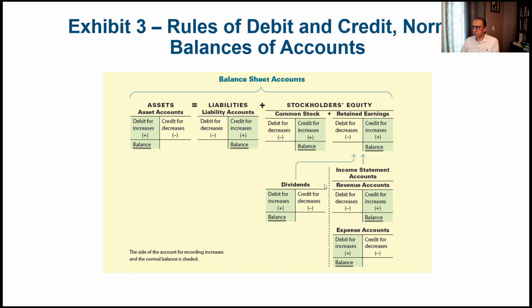The same thing for dividends. Dividends increase on the debit side. So something to remember: assets, expenses, and dividends increase on the debit side. Liabilities, stockholders' equity, and revenues increase on the credit side. So that's the summary. And of course, the opposite for credit. So one more time: assets, expenses, and dividends increase on the debit side and decrease on the credit side. For liabilities, equity, and revenues, they increase on the credit side and decrease on the debit side.